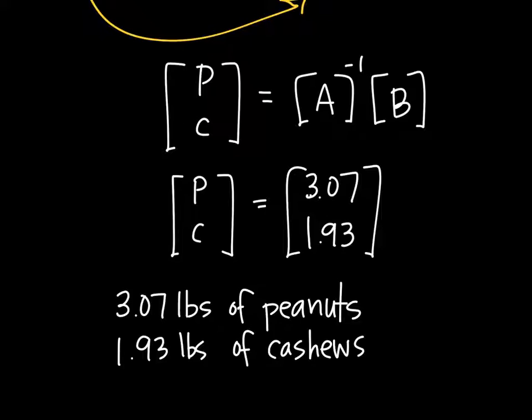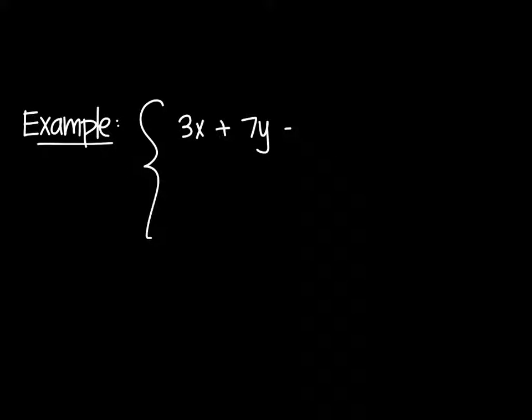Okay, let's try another one. All right, here's your next system. Ready? 3x plus 7y minus 11z equals 44. All right, how many variables? 3. So we are going to need how many total equations? 3. You can't solve a system unless you have at least the same number of equations as you do variables. You can have more, but you can't have fewer. You have to have at least the same number.